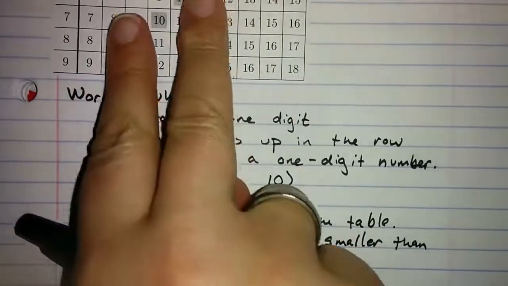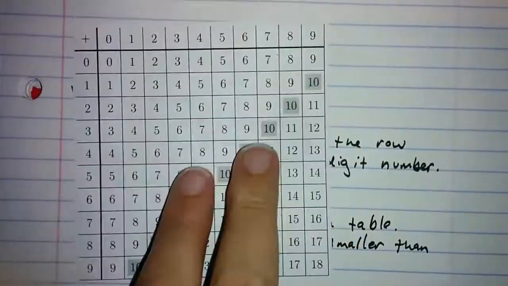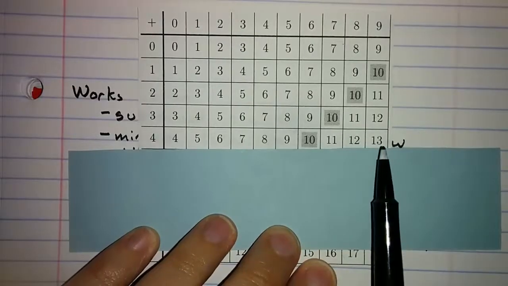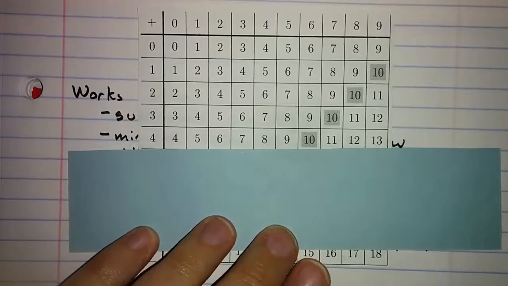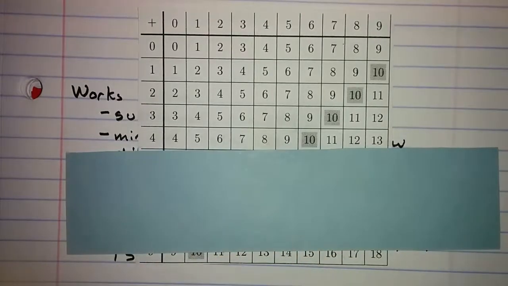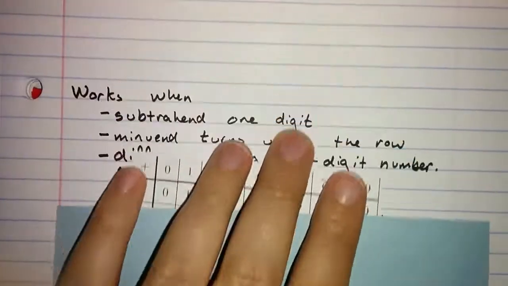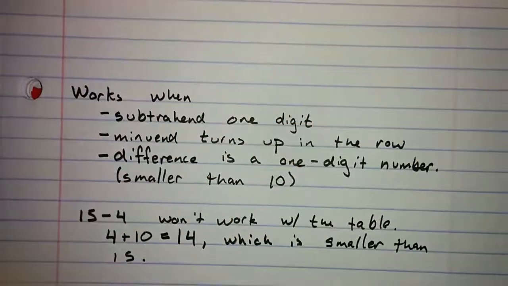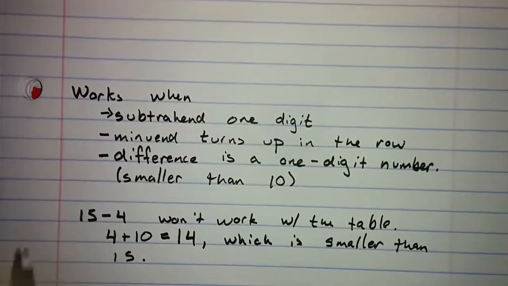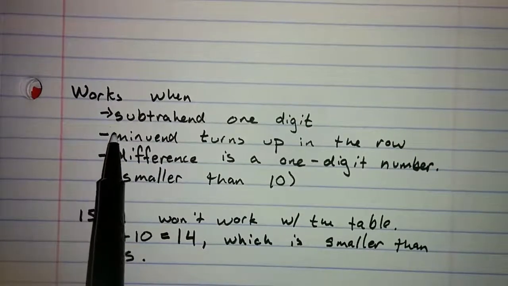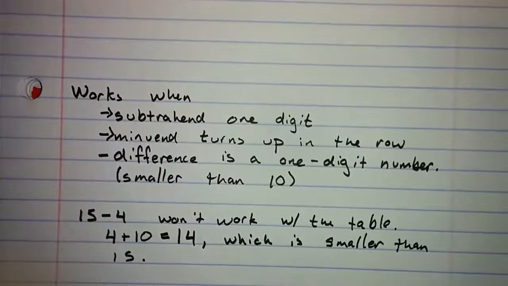So I can predict that if I look in the 4 row of my addition table, yeah, see here, the biggest number that turns up is 13. 14 or anything more than that won't turn up in this row. We need to use multi-digit techniques. Now, how can you tell it'll work? The subtrahend is one digit, and when you look at the row, the minuend turns up. If it doesn't, you need to use multi-digit techniques.